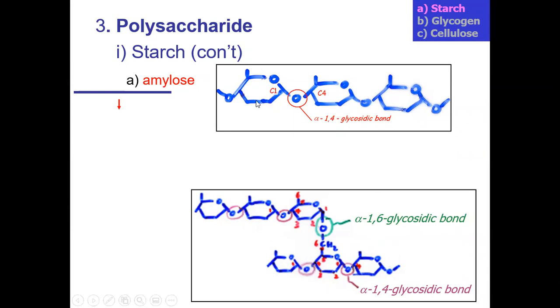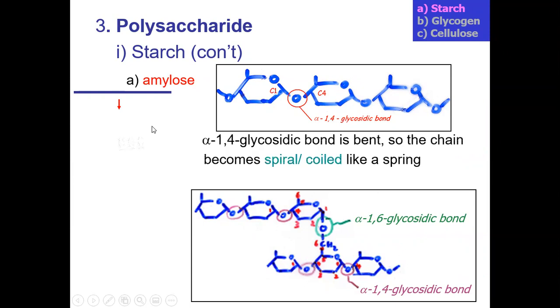The glucose residues are joined by alpha 1,4 glycosidic bond. So carbon number 1 is joined with carbon number 4 in amylose. The alpha 1,4 glycosidic bond is bent, so the chain becomes spiral or coil-like, like a spring.